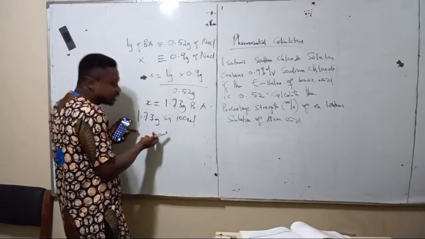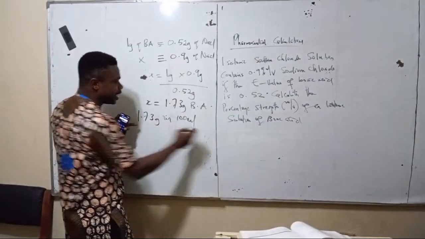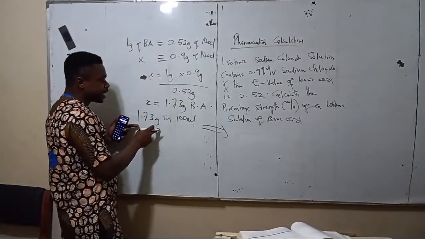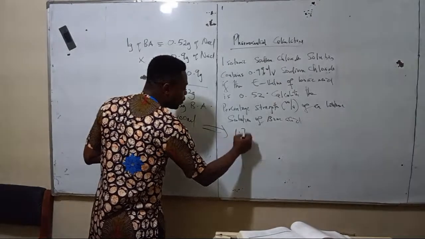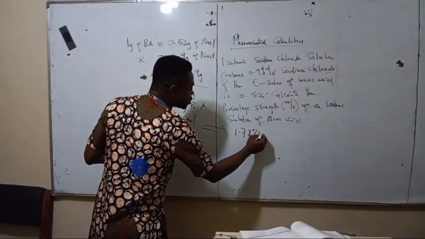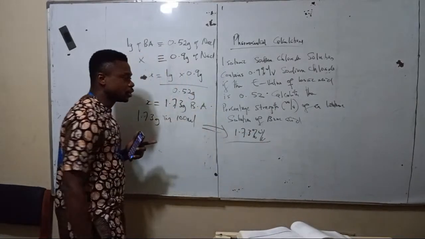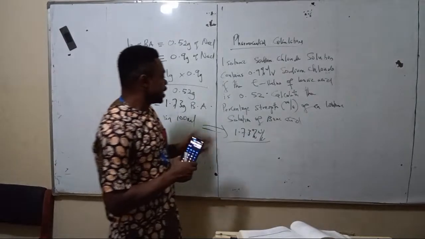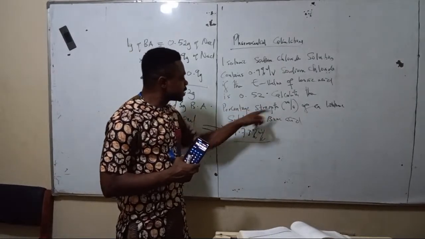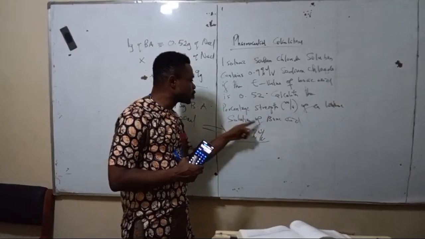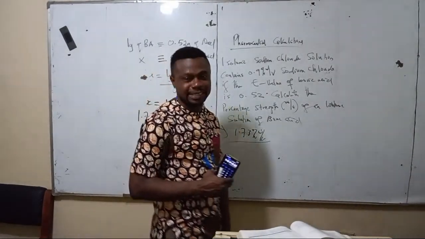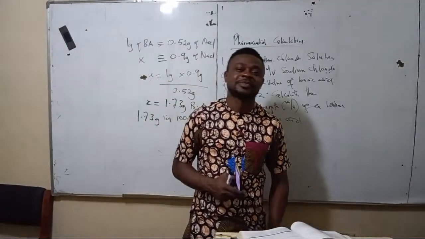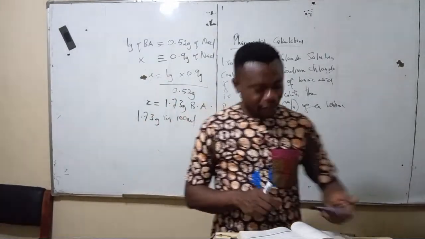And if you move this into percent, this 1.73 gram of boric acid in 100 ml is what? 1.73 what? Percent what? Weight in volume. So the percentage strength weight in volume of an isotonic solution of boric acid is what? 1.73% weight in volume.